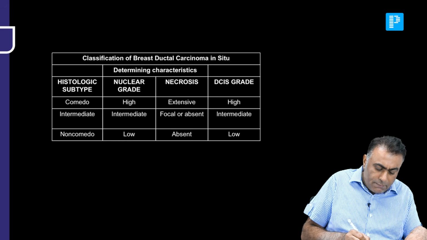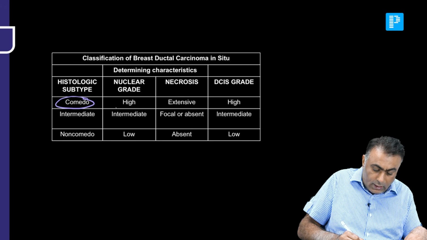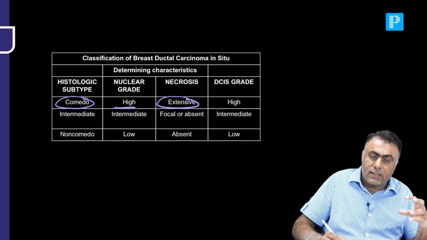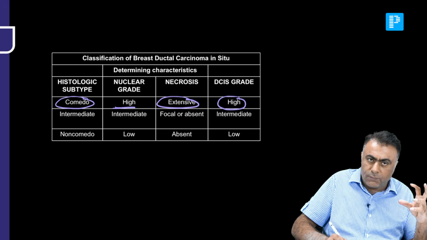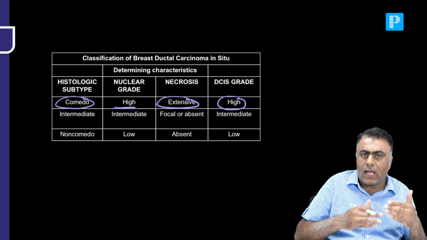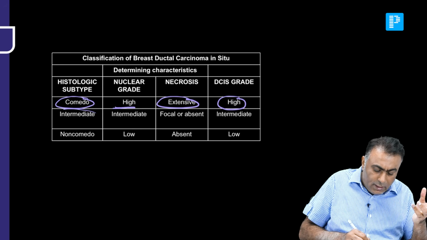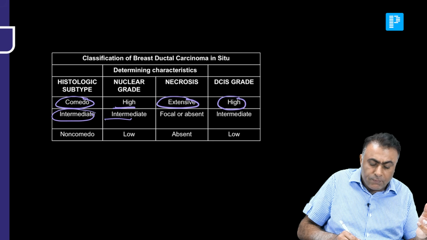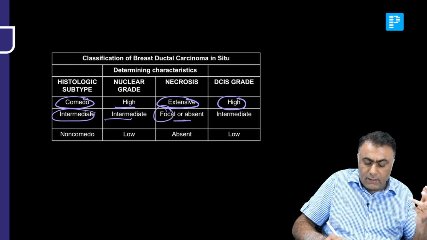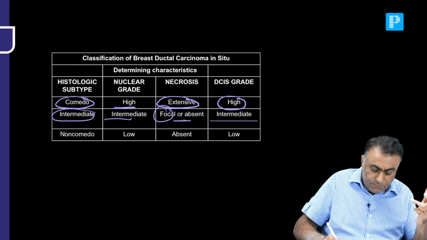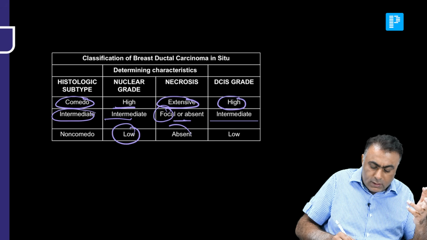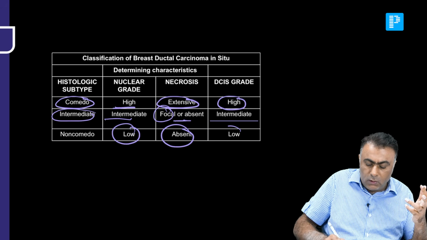3 types. It can be a comedo type, which has a high nuclear grade with extensive necrosis. I just said that comedo type has extensive necrosis, and it is considered a high grade ductal carcinoma in situ. So, this classification divides them into different grades depending upon the presence of necrosis and the nuclear grade. Then there can be an intermediate type, where the nuclear grade is intermediate, and necrosis may be present, if present it is focally present, or it may be absent, and this is called the intermediate ductal carcinoma in situ grade. Then there can be non-comedo types, where the nuclear grade is low and the necrosis is absent, and this is called a low DCIS grade.